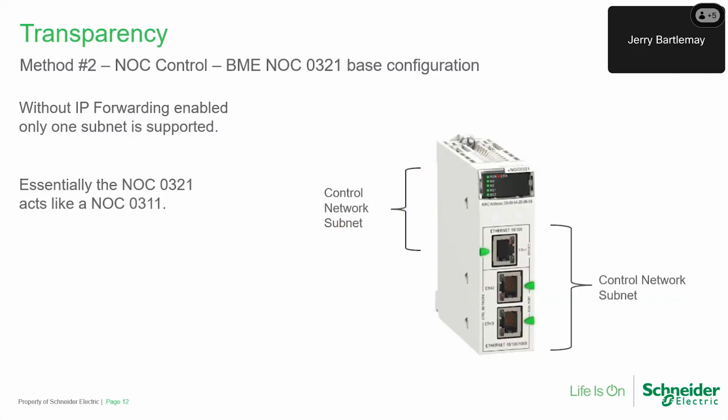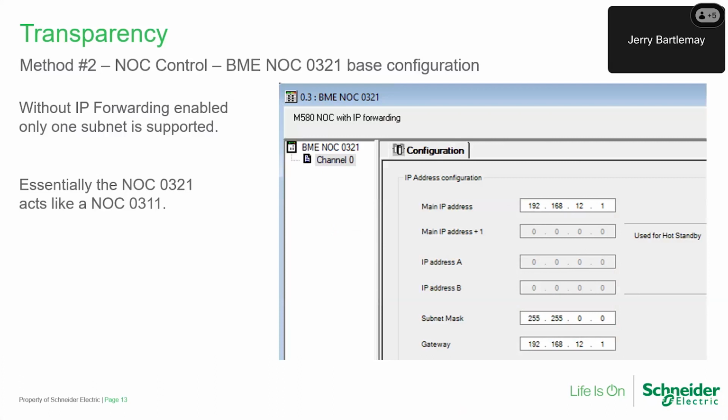And the way we configure that is to go into the module configuration in the IO map and set up our main IP address. So in this case, you have one IP address that you can configure. You have a subnet mask, and then you have a gateway for it.